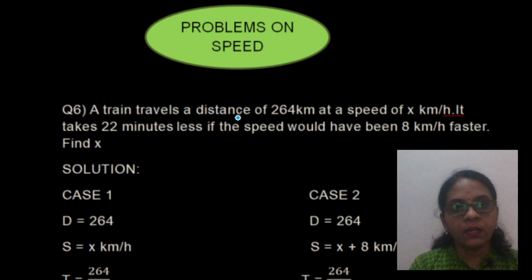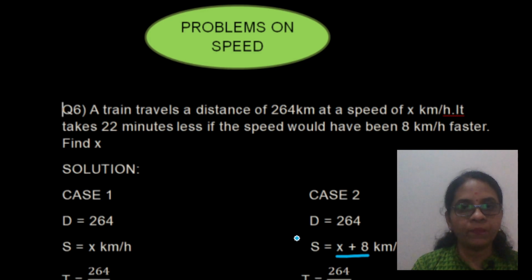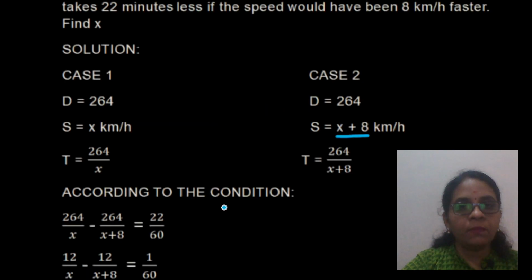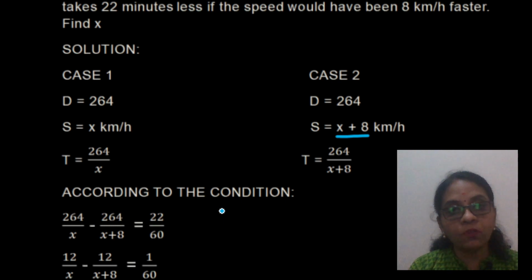So let's see. A train travels a distance, so the distance travelled in both the conditions is the same. So distance is 264 kilometers and the speed initial is x kilometer per hour, and second case the speed would have been 8 kilometer per hour faster, so the speed is x plus 8 kilometer per hour. Now the time taken in each case will be what, children? The time taken in each case will be 264 by x and 264 by x plus 8.